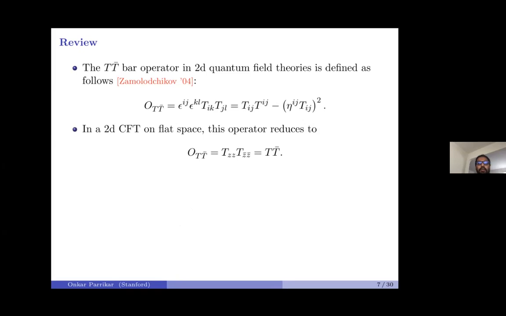And the reason it's often just denoted with T-Tbar is that if you just evaluate this operator in 2D CFT, then one ends up with just the product of the holomorphic and the anti-holomorphic parts of the stress tensor. So that's why the notation T-Tbar.